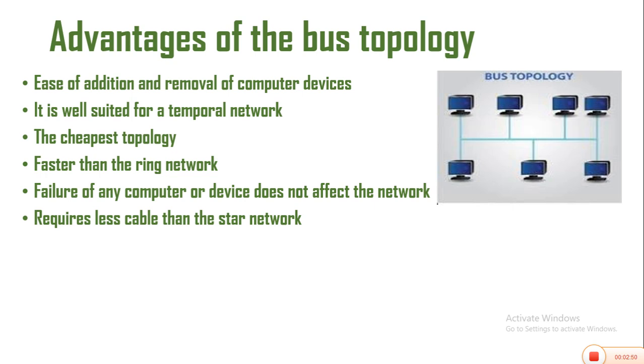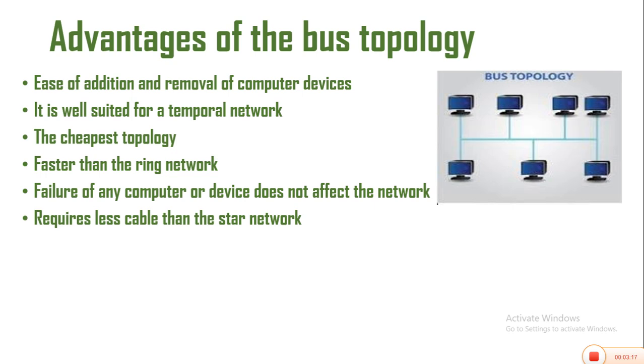Now, another advantage is that failure of any computer or device does not affect this network. If any computer on this network fails or develops a fault, it doesn't affect the network. The other devices continue to function as if nothing happened. Another advantage is that this type of network topology requires less cable compared to the star network.